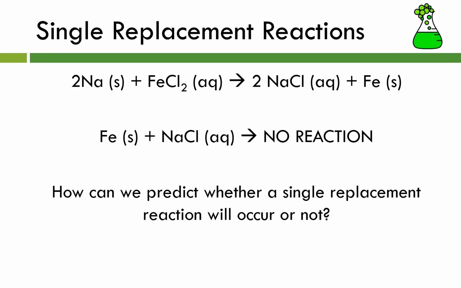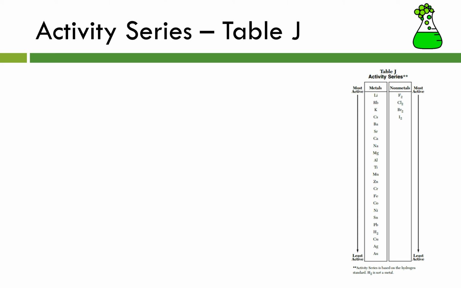So one of the things I'm going to expect you to do this unit is predict whether or not a single replacement reaction is going to occur. And in order to do that, you need to use your reference table, specifically table J, the activity series. So the two metals that we were talking about were sodium and iron. When sodium is doing the replacing, we see a reaction. And when iron was trying to do the replacing, we saw no reaction.